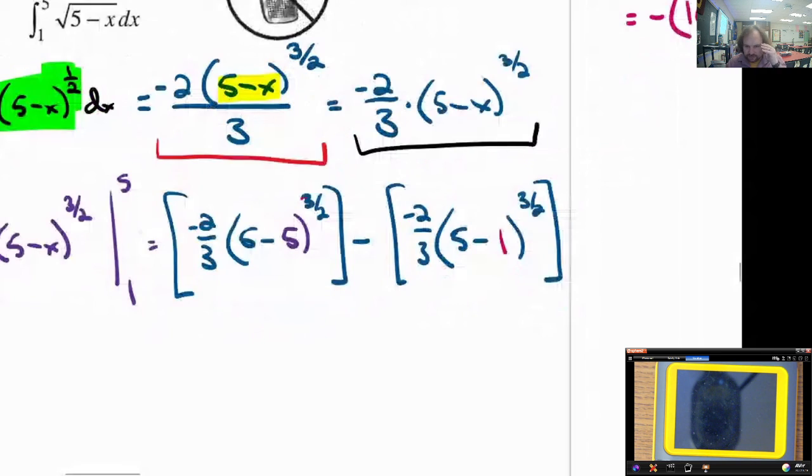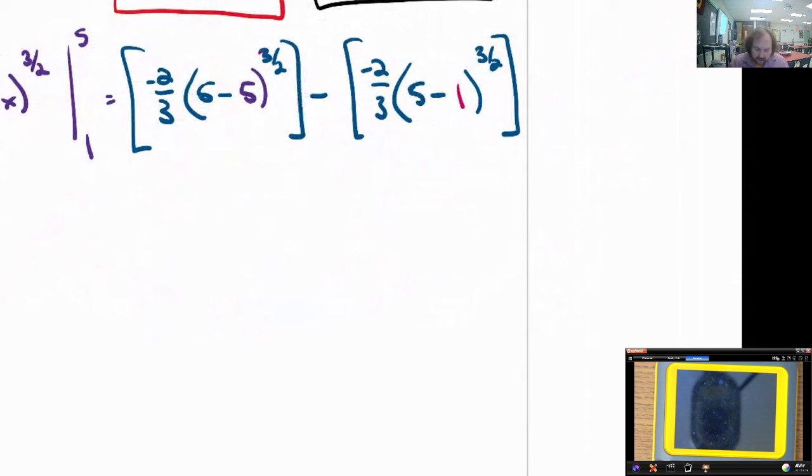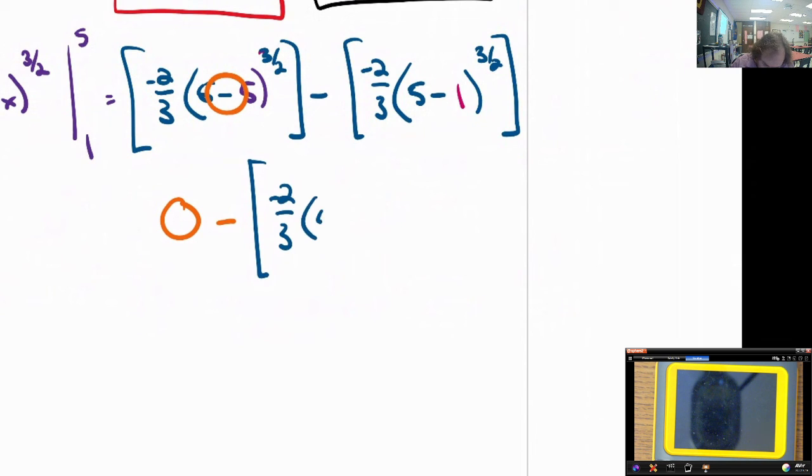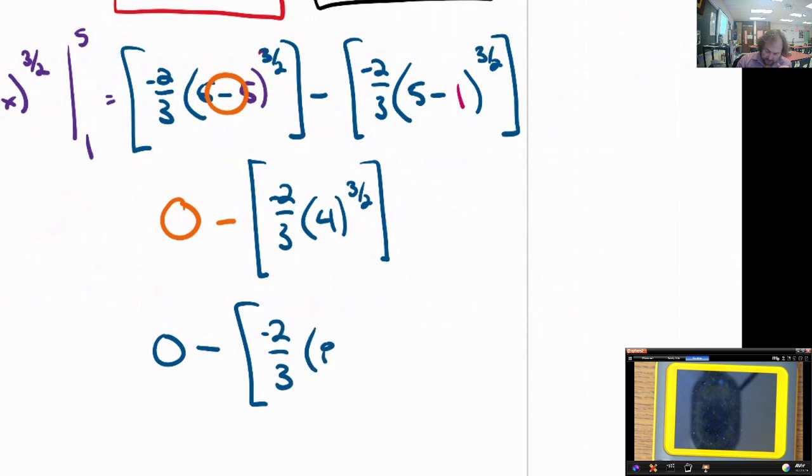So we are just evaluating this integral by plugging in 5 and plugging in 1 and subtracting. This whole chunk of this is 0. 0 to the 3/2 power is 0. 0 times negative 2/3 is 0. So this whole chunk of the problem is 0 minus. And let's talk about what's going on in this parentheses. We have negative 2/3 times 4 to the 3/2 power. 4 to the 3/2 power, I prefer to think about that as 4 to the 1/2 power, which is 2, and then 2 to the 3rd power, which is 8. So this is 0 minus negative 2/3 times 8. And then that's going to be minus negative 16 over 3. So the final answer is positive 16/3.